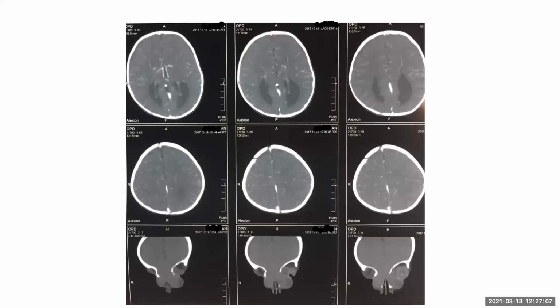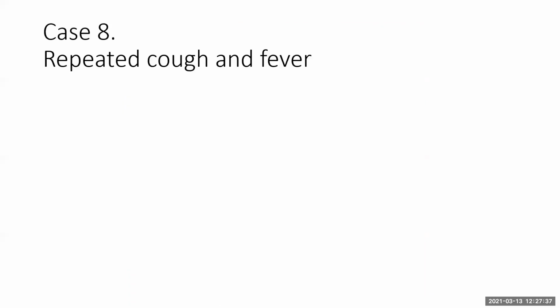Okay, and what about the colpocephaly that you mentioned? This colpocephaly can be seen in case of partial corpus callosal agenesis or so. Yes. So it would be great if I can look at the coronal and sagittal images. Okay, good. I would inform the findings to the team for a neurosurgical evaluation. Okay. So the next case is repeated cough and fever.